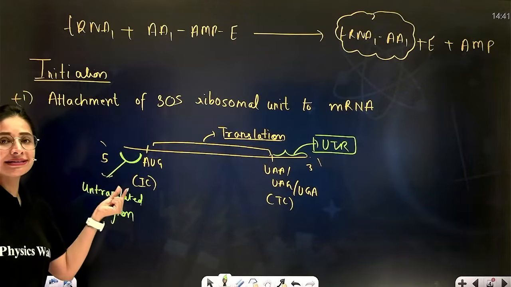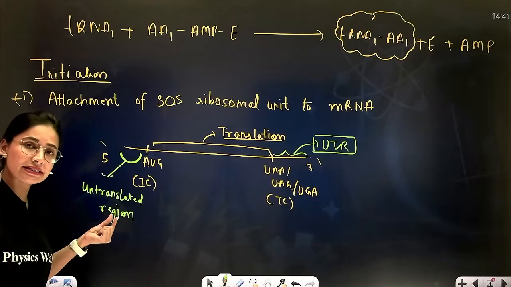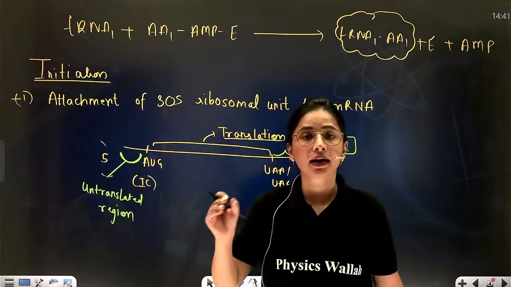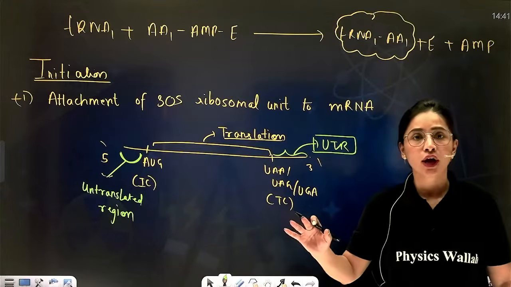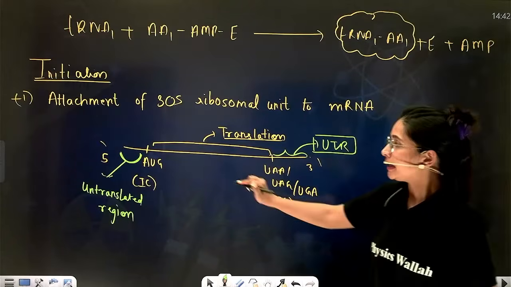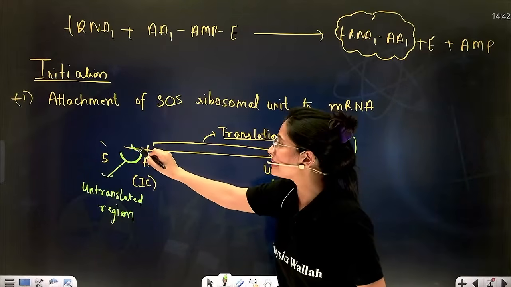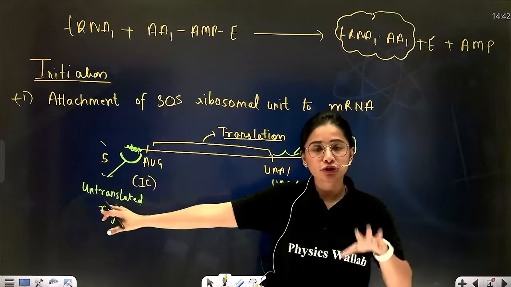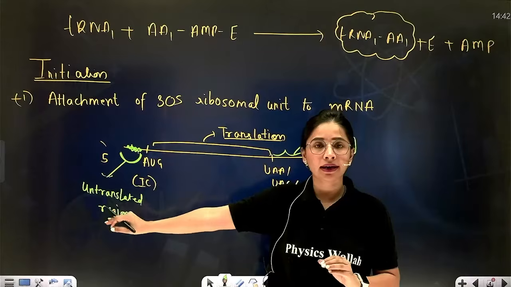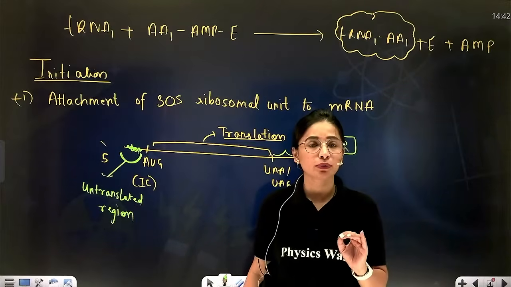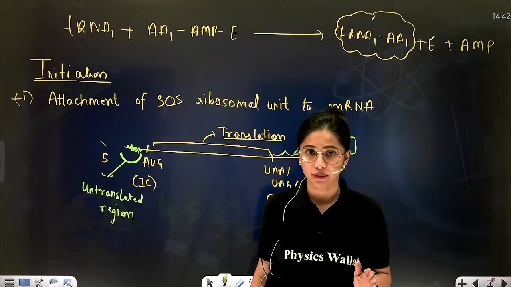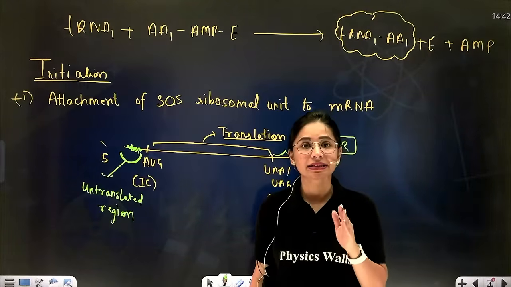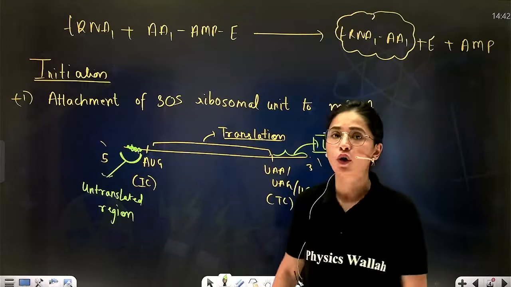Now, what happens, beta? In the untranslated region prior to the initiation codon, there are specific sequences called Shine-Dalgarno sequences in the case of prokaryotes. So what am I saying? The upstream region of mRNA has some specific sequences called Shine-Dalgarno sequences. These Shine-Dalgarno sequences are recognized by the 16S rRNA component of 30S.